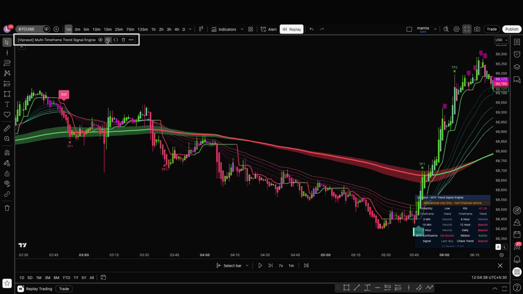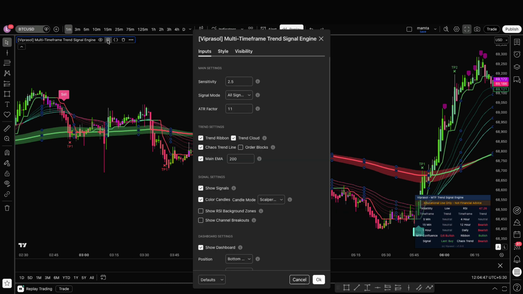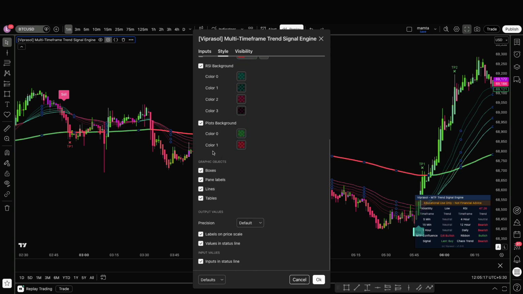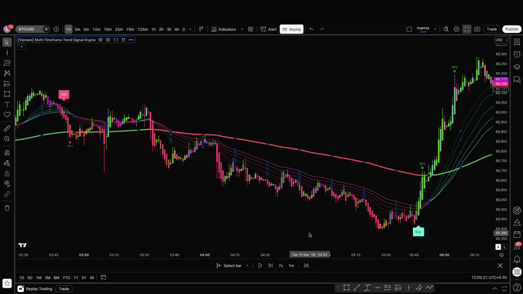Now change the indicator settings for perfect signals. First, we change sensitivity from 5 to 3.5, and after that change ATR factor from 1 to 4. We keep these options hidden. Here, everything is fine after that. Click OK. Now we'll add one more indicator to make this strategy more powerful.